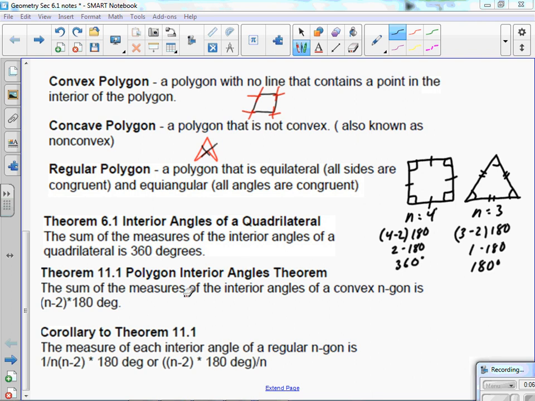Corollary to theorem 11.1, the measure of each interior angle of a regular polygon. So regular, remember, it's got to be equilateral and equiangular, otherwise you can't use this formula. But basically all it is is this formula up here, n minus 2 times 180, and then we divide it by the number of sides. So n minus 2 times 180 divided by n.